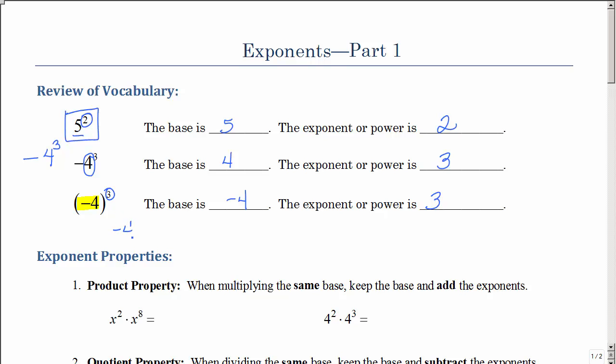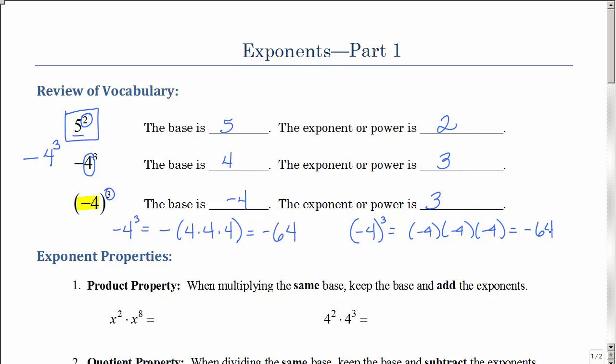If I have -4 to the third power, that means negative of 4 times 4 times 4, which would be -64. But if I have (-4) to the third power in parentheses, that means -4 times -4 times -4. Well, in this case, you have an odd amount of negatives. It's still -64. But if that exponent was even, it would be different. Just be careful.